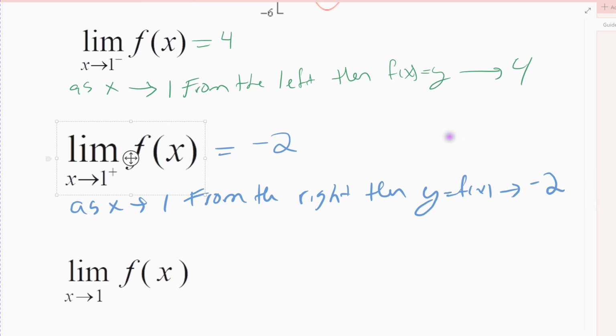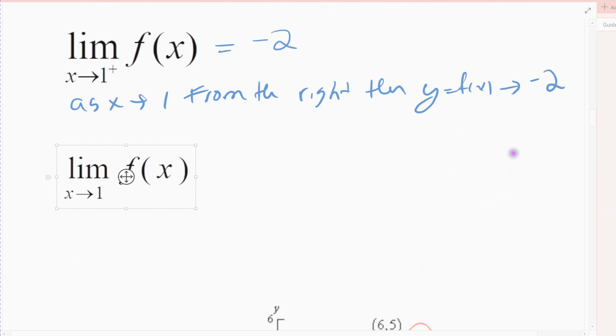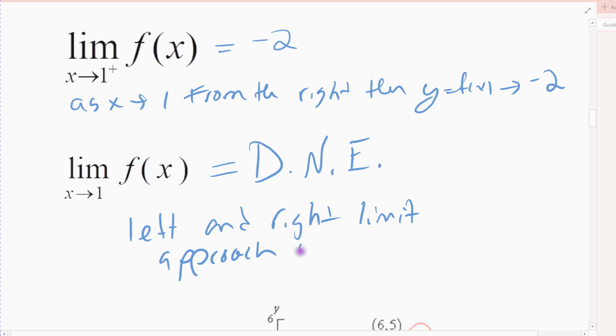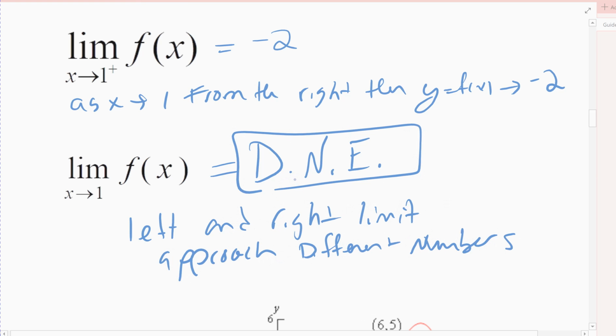Well, on the left, it approached 4. On the right, it approached -2, which means they're approaching two different numbers. There's a jump there. On the left and the right, there's a jump. And so the general limit does not exist. The left and the right limits approached different numbers. And so we say DNE, does not exist. And you do the same thing: you type DNE in on your homework assignment when a limit does not exist.